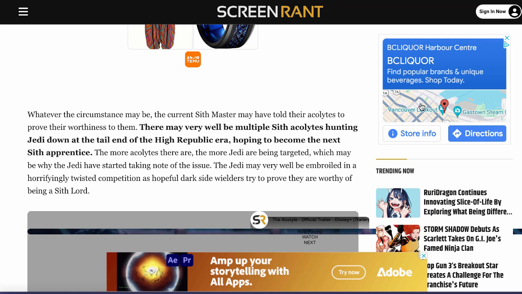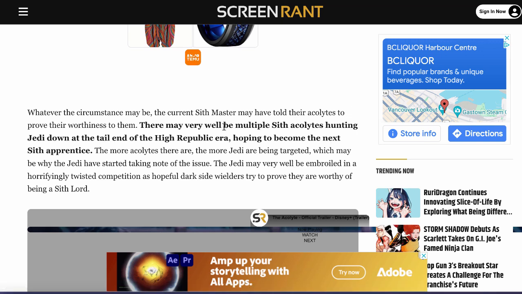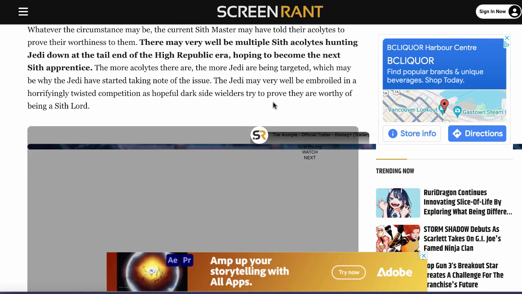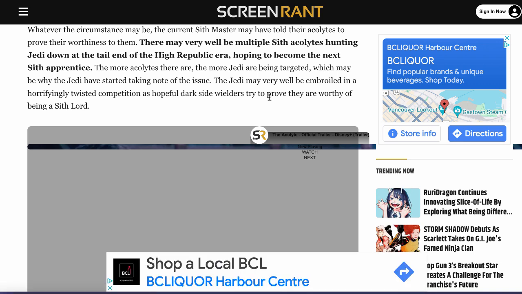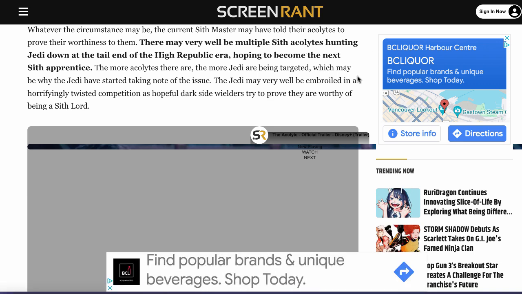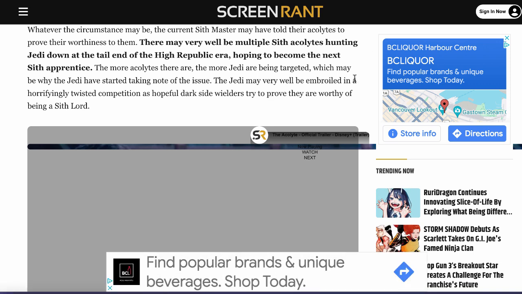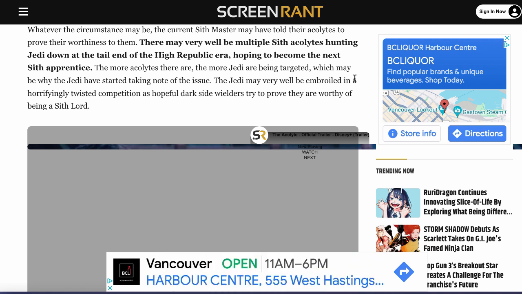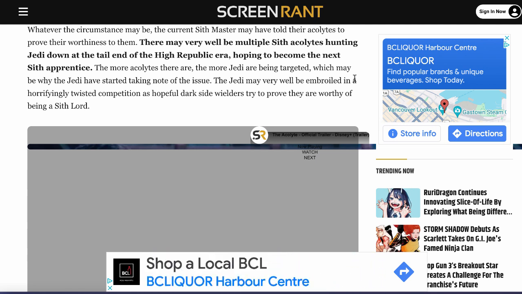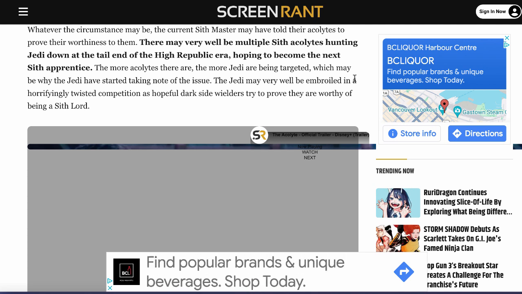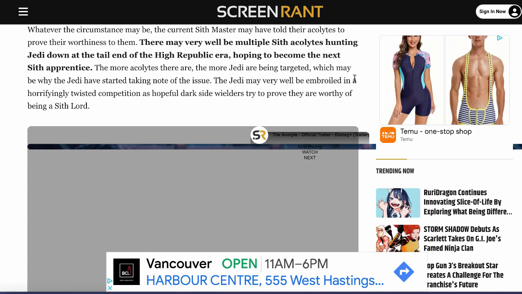Whatever the circumstance may be, the current Sith Master may have told their acolytes to prove their worthiness to them. There may be multiple Sith acolytes hunting down Jedi at the tail end of the High Republic era, hoping to become the next Sith apprentice. The more acolytes there are, the more Jedi are being targeted, which may be why the Jedi have started taking note of the issue. The Jedi may very well be embroiled in a horrifyingly twisted competition as hopeful dark side wielders try to prove they are worthy of being Sith Lord.